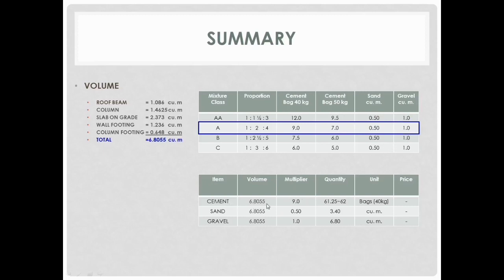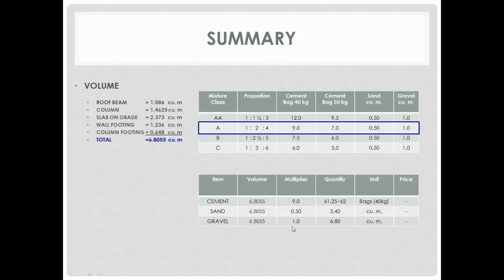Okay, so compute na natin. So, multiply natin yung volume dun sa 9, which is for cement, 6.8055 multiplied by 9. So, ang number of bags natin is 62 bags. So, niround up ko na lang since wala naman tayo mabibili na hati or kalahati. Then, yung sand natin, 6.8055 multiplied by 0.5, so 3.4 cubic meters. Then, sa gravel, 6.8055 multiplied by 1, so 6.8 cubic meters.